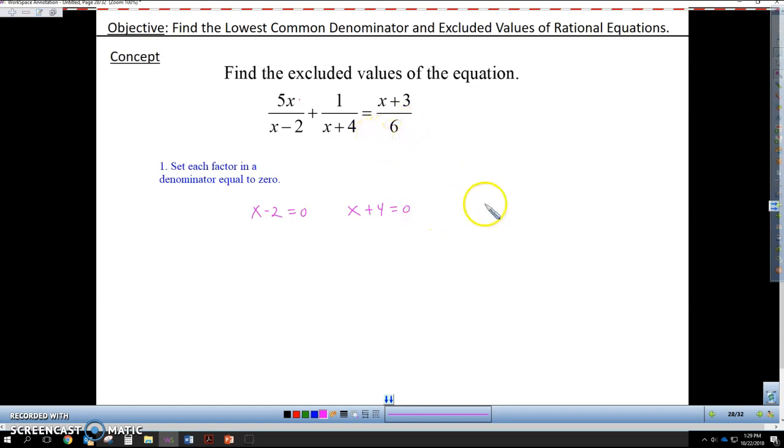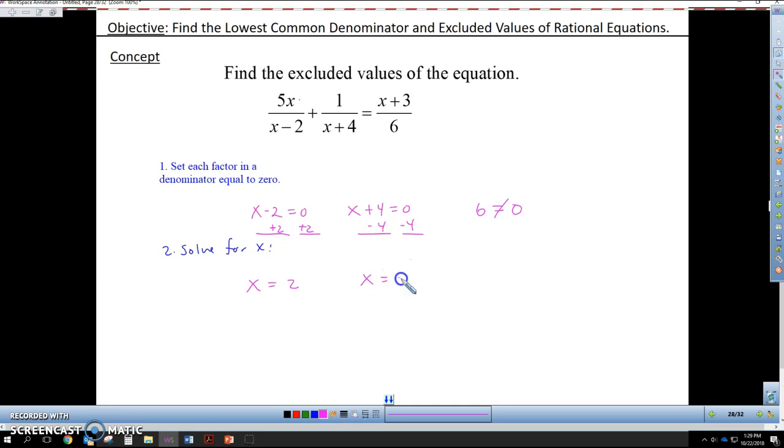And then 6, this is kind of a unique case. This one's weird. I set 6 equal to 0. Is 6 ever equal to 0? No, it's not. So I throw that out. We just completely ignore that. Step 2 is going to be solve for x. So I'll add 2 to this side, and we get x equals 2. Here, I'll subtract 4 on each side. We get x equals negative 4.